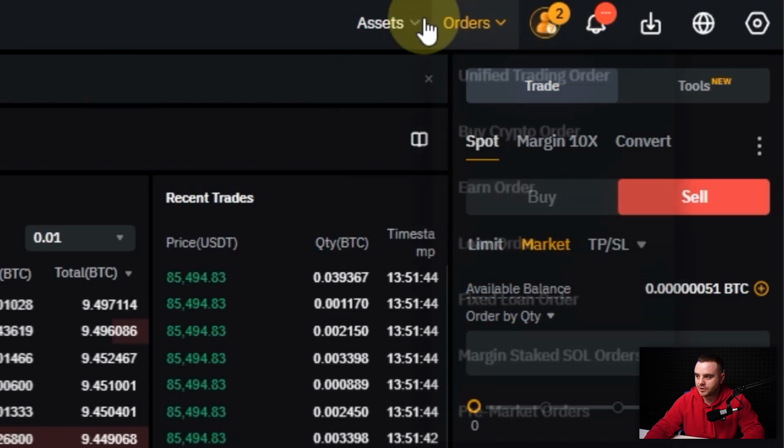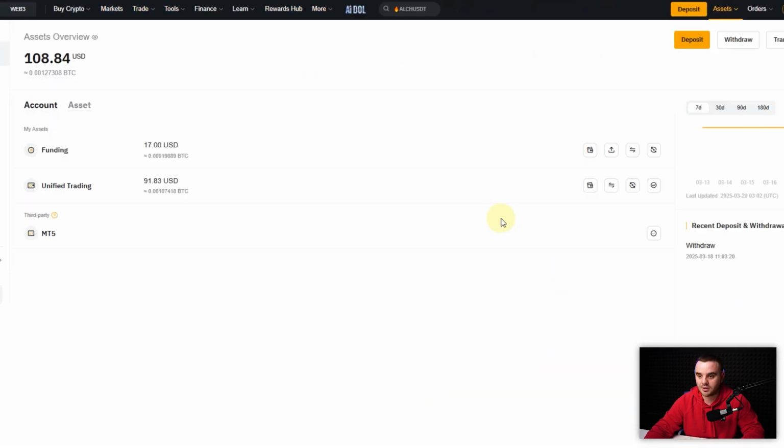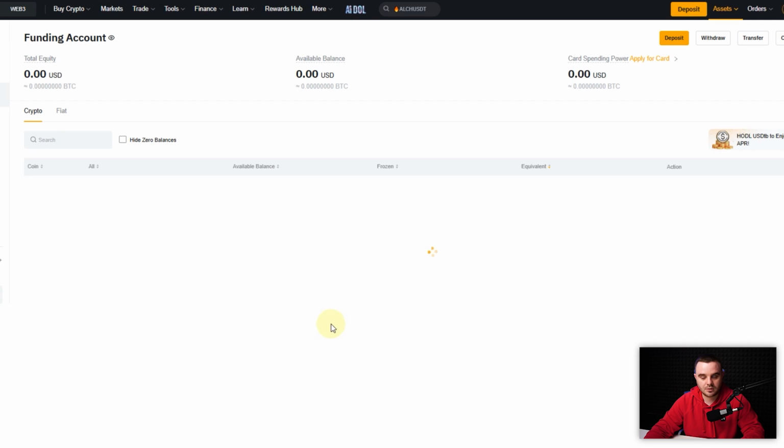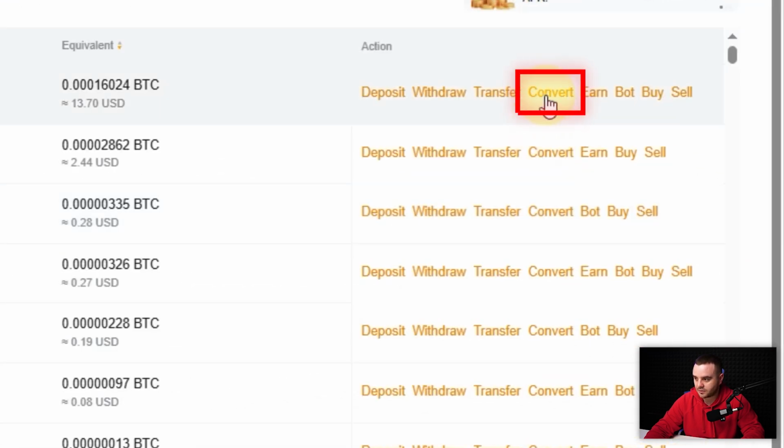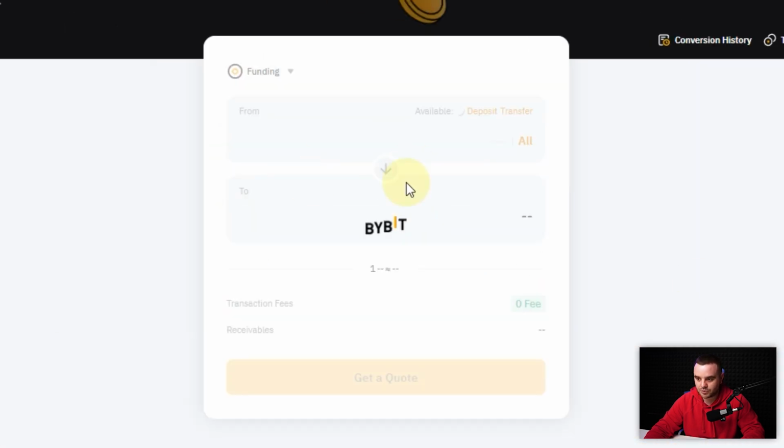Some of you would ask me, but what's the difference between converting? Because you saw a few seconds ago that you also could convert your BTC or other coins. You can see here, convert. Let me tell you what's the difference.